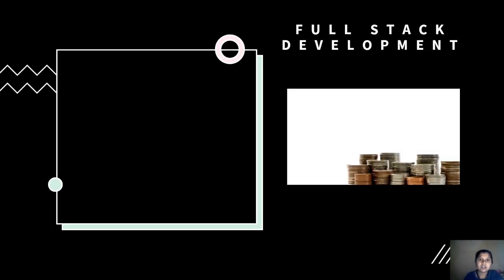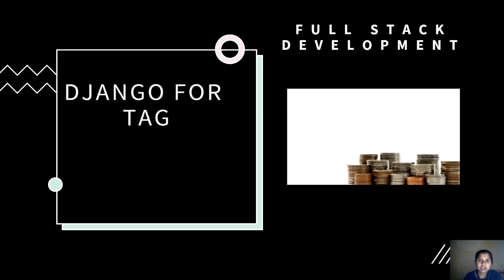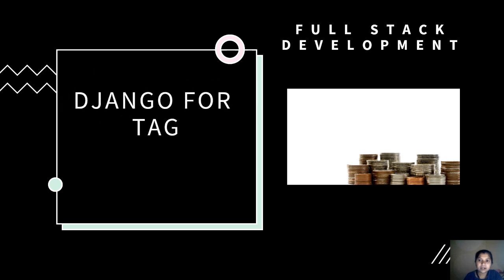Hello everyone. In this presentation, we will explore the Django For Tag, which is a powerful tool for iterating through collections of data in our templates. We will delve into its syntax and variables with examples.